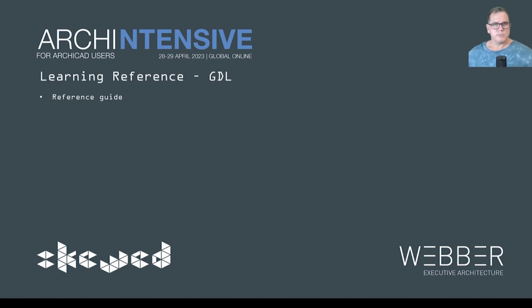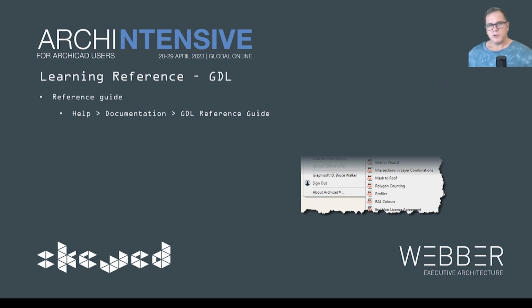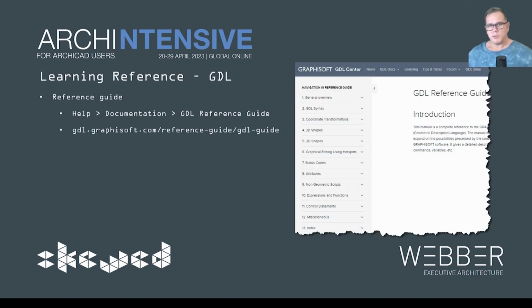For GDL, the reference guide is available within Archicad itself under Help, Documentation, GDL Reference Guide. This is a PDF of all the GDL commands and how to use them. The online version is available at this link.